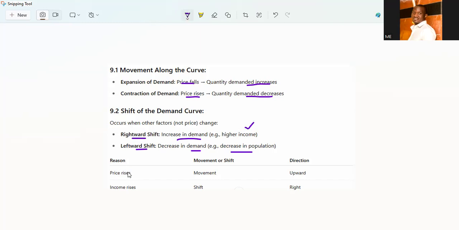So what causes price increases? This movement of price increases will have a movement upward. And if you have an increase in income, it will cause a shift to the right. The opposite is what happens. So you need to understand those graphical denotations.